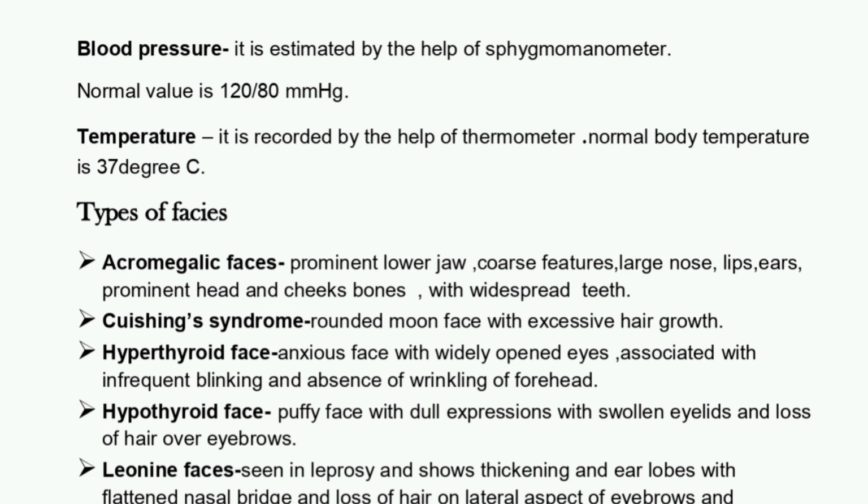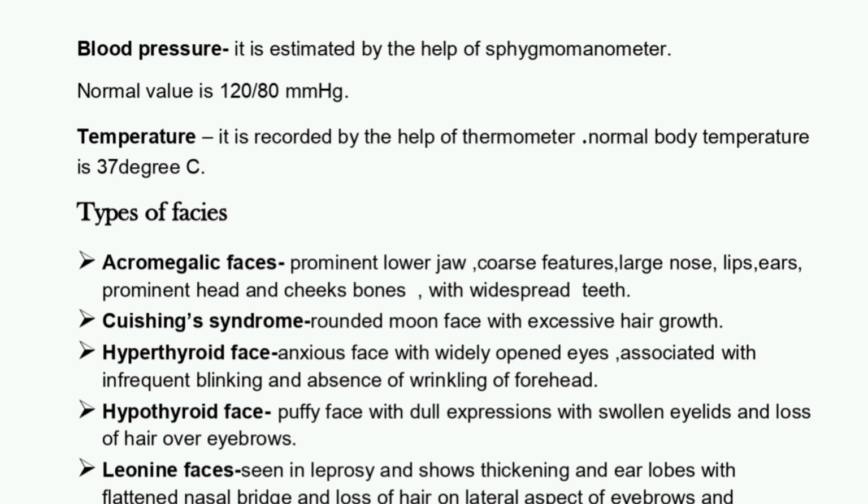Now there are some diseases that can be identified by just looking at the face of the patient. So there are some characteristic features such as an acromegalic face. It indicates a prominent lower jaw, coarse features, large nose, lips, ears, prominent head and cheek bones with widespread teeth. In Cushing syndrome, the face is rounded. It is a type of moon face with excessive hair growth.